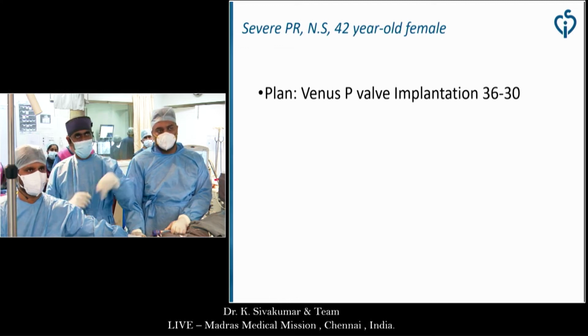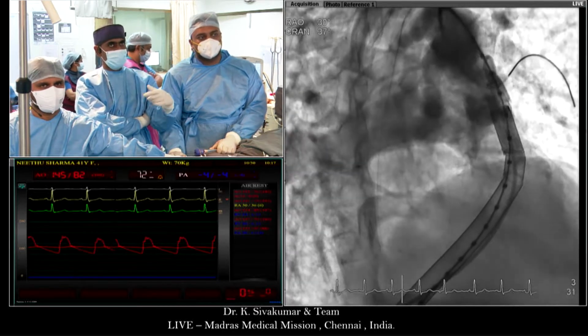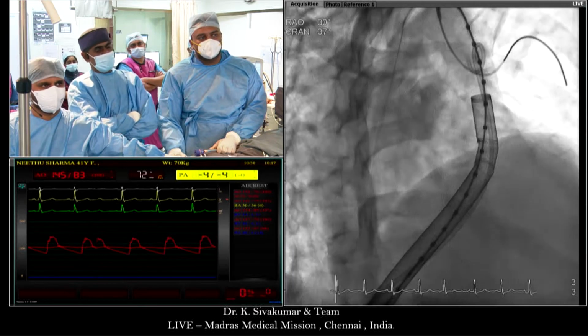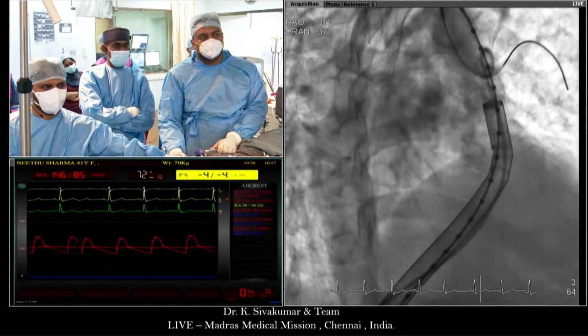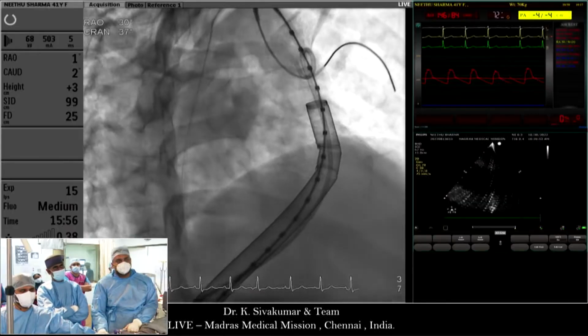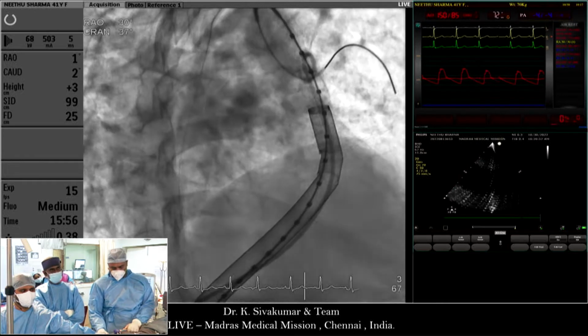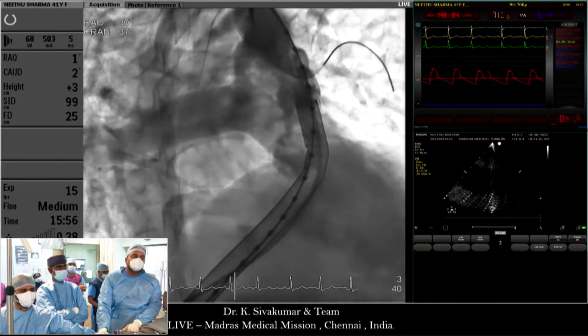Now let me show you live. A few pictures I will show, and then I will take the discussions. We had a right atrial mean pressure of 9 millimeters with A and V waves of 12 millimeters of mercury. We had an RV pressure of around 32, and the pulmonary artery pressure was 32 by 4, quite ventricularized.